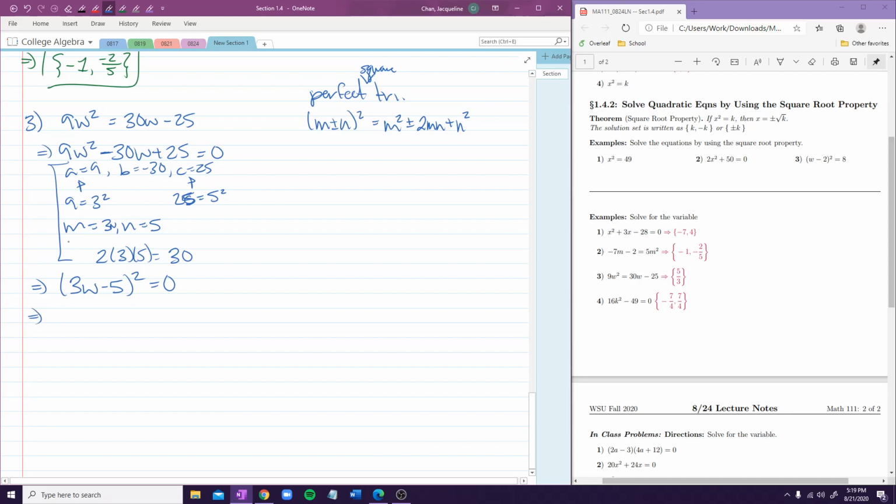Even if we factor all of this back out, we will get 9w squared minus 30w plus 25. Okay, so if I use the zero product property, I'm left with 3w minus 5. Okay, this is plus or minus 0, but what is plus or minus 0? It's just 0, so we don't need to do that. So I get 3w is equal to 5, and then we get w is equal to 5 over 3. And that is our solution.